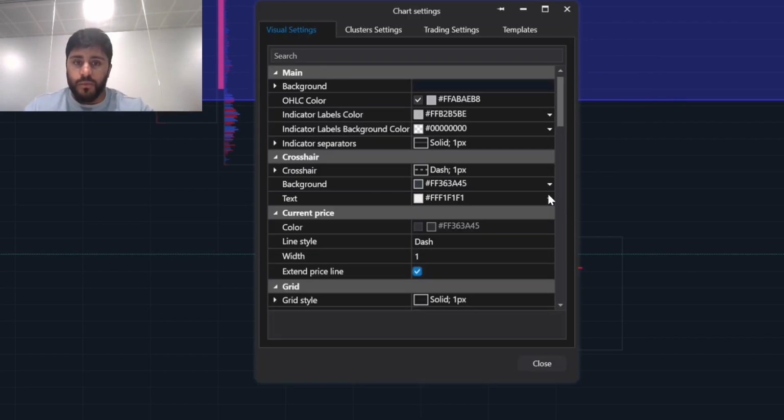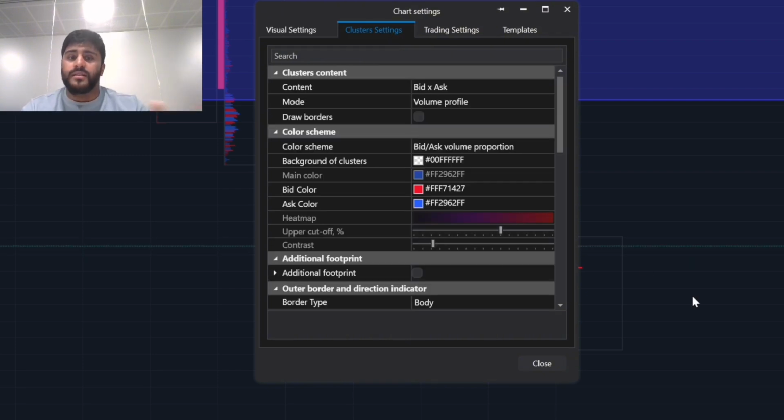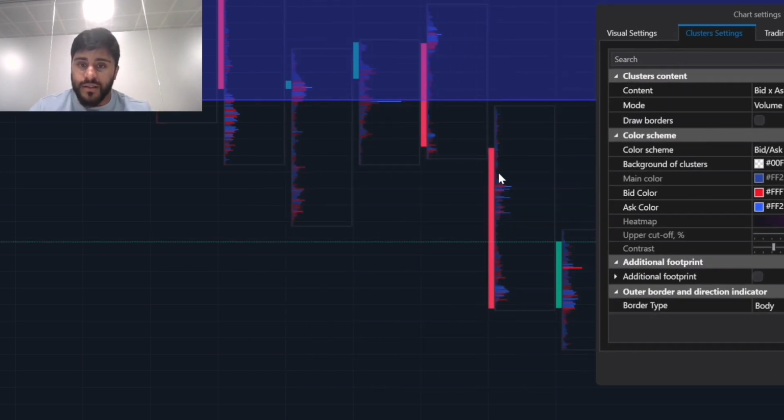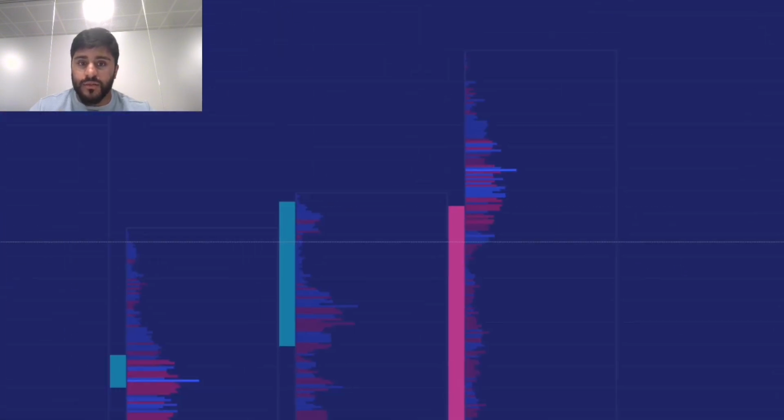So this is the ATAS platform, right? If we go to cluster settings, very important to understand, I use the bid and the ask. That is the data I'm looking at. The bid is the left-hand number on the candles. So if I just bring this over here, let's dive into this a little bit. Again, the bid is very important and the ask is very important. So these are the two numbers I'm looking at.